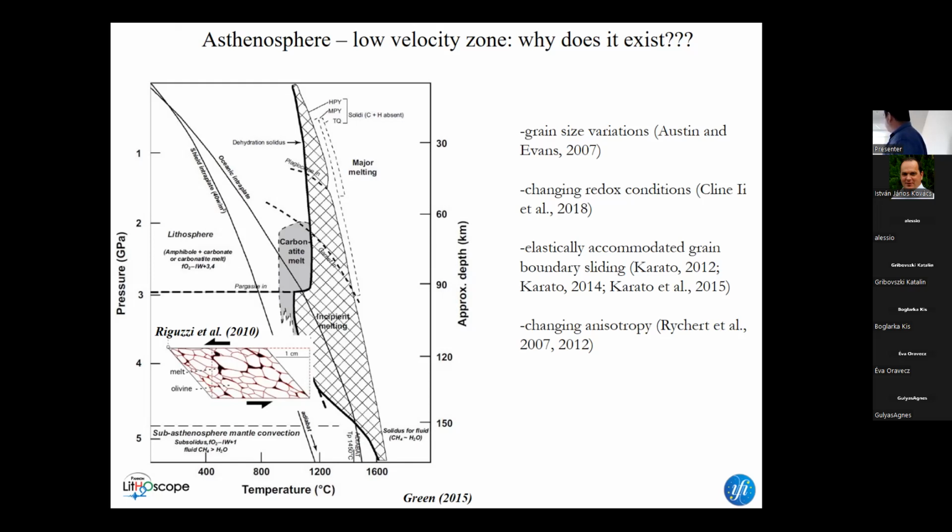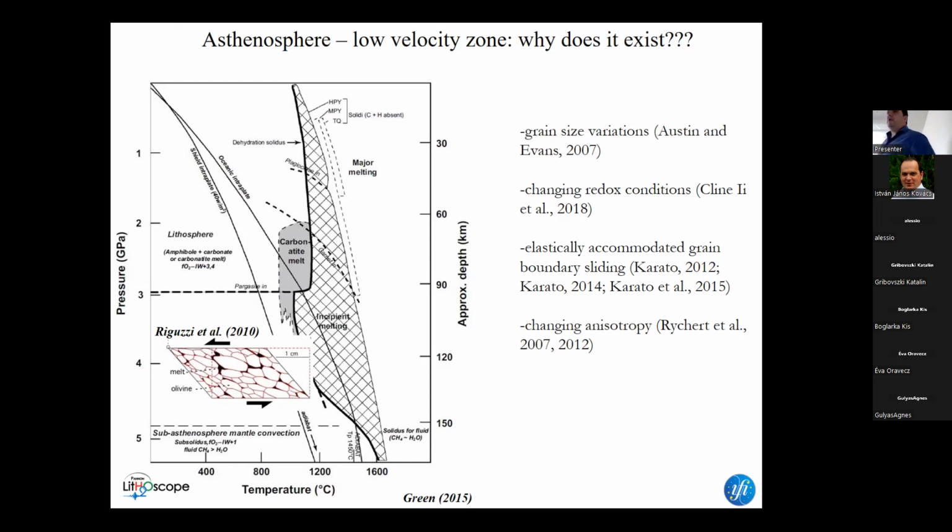One explains the presence of the asthenosphere simply by grain size variation, namely that the grain size in the asthenosphere is smaller than in the overlying lithosphere. The other idea is that we have changing redox conditions in the upper mantle, and this can also create a transition. And this more or less coincides with the position of the asthenosphere.